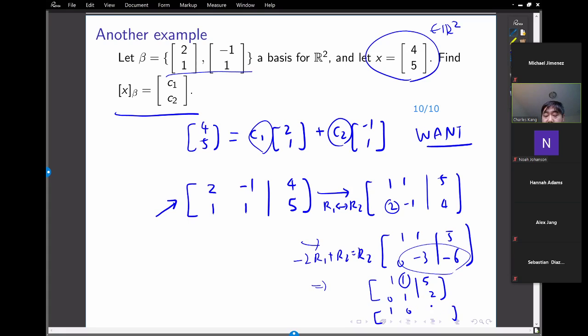So 1, 0, 3, 0, 1, 2. Is that correct? Yes. So do something here. Do something here. Okay. That means c1 is 3 and this is 2. Alex, was this your answer? Yes. All right. Now I trust you.